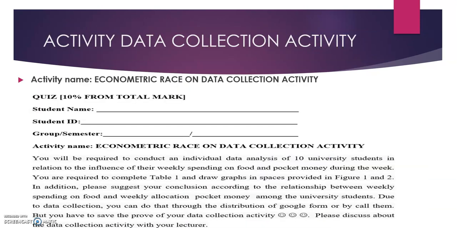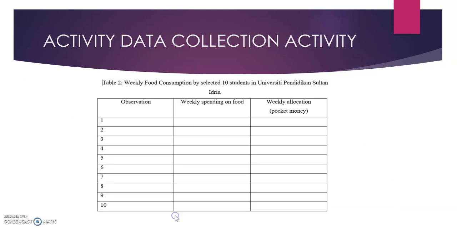In the econometric module, you also have the activity data collection, where you will get this equation. Then I hope that you can start doing Quiz 1, which provides 10% of the coursework mark. This activity is about how to collect information on weekly spending on food versus pocket money across 10 university students, which you can randomly pick.